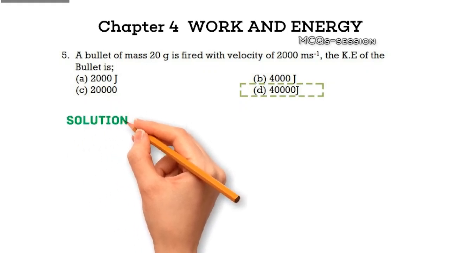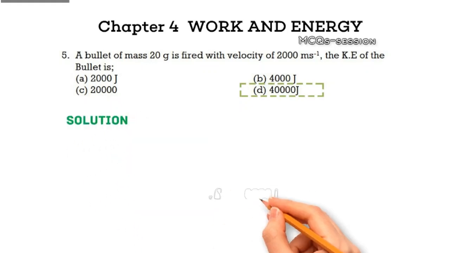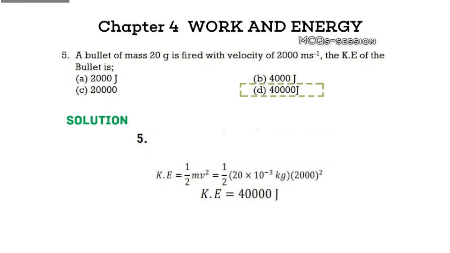Explanation: kinetic energy is calculated using the formula 1/2 multiplied by mass multiplied by velocity squared. Here, converting 20 grams to 0.02 kilograms, which can be expressed in scientific notation as 20 times 10 power minus 3, and plugging in the values gives 4,000 joules.